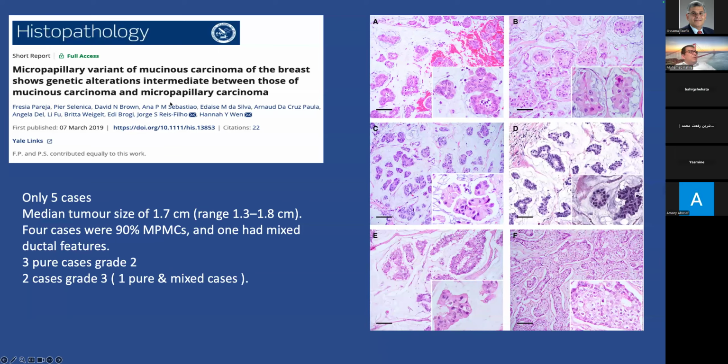This is a study from MSK. It's a small study, 5 cases. They did sequencing on them, and they came to the conclusion that their molecular alteration is in between the mucinous and the micropapillary. But it's only a small study, 5 cases. Three cases were grade 2 and 2 cases were grade 3. Remember when I told you grade 3, poorly differentiated, doesn't go with mucinous to begin with. And this is some pictures from the paper.